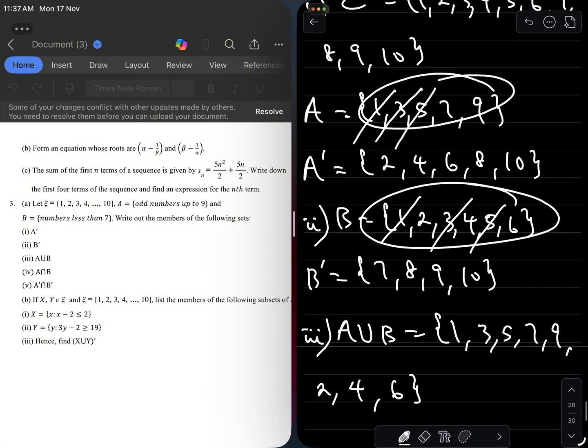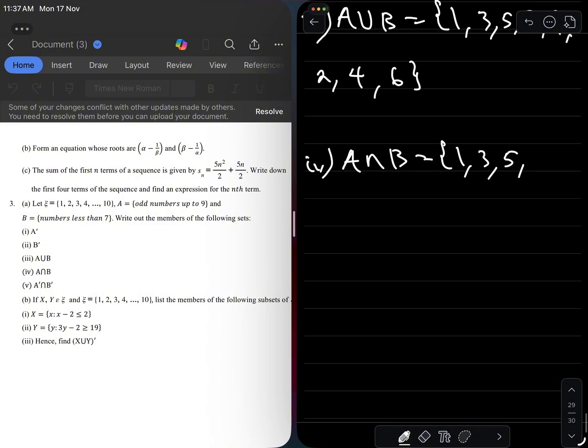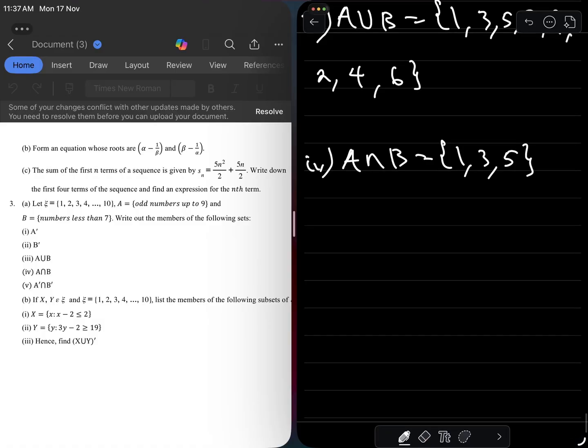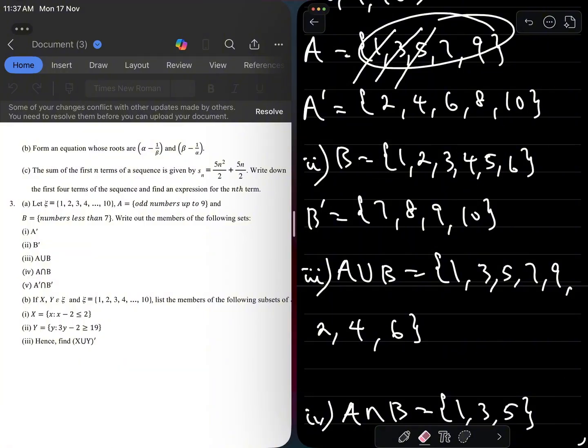We write that. 7 is in A, but 7 is not in B. We don't write that. 9 is in A, but 9 is not in B. We don't write that. So we check again. 1 is in A, 1 is also in B. 3 is in A, 3 is also in B. 5 is in A, 5 is also in B. So the elements of the set A intersection B are 1, 3, 5. That's the set A intersection B.